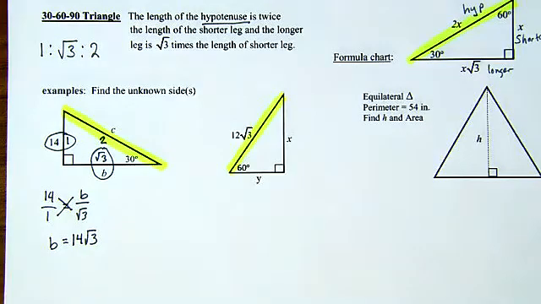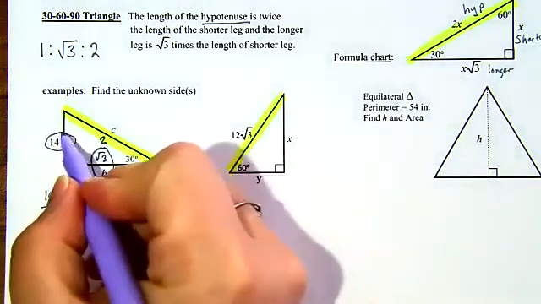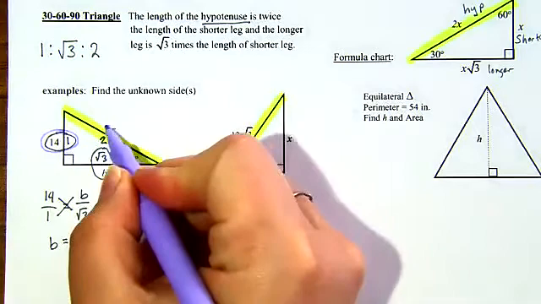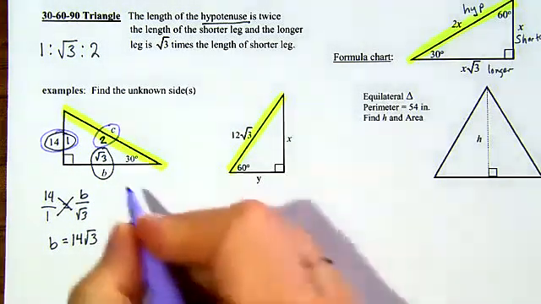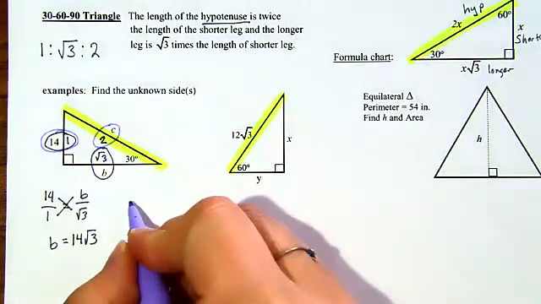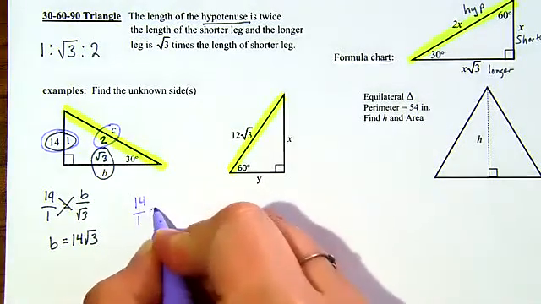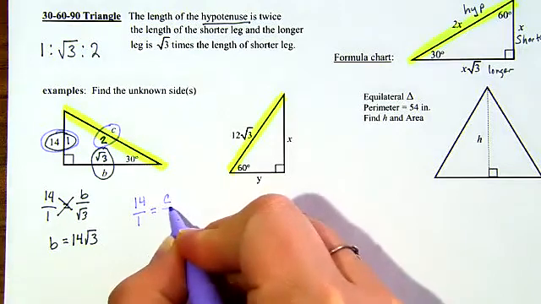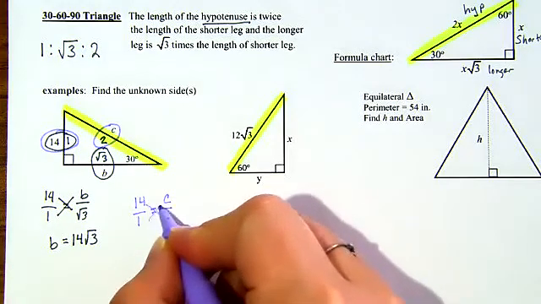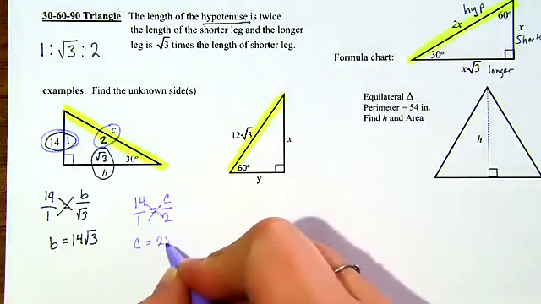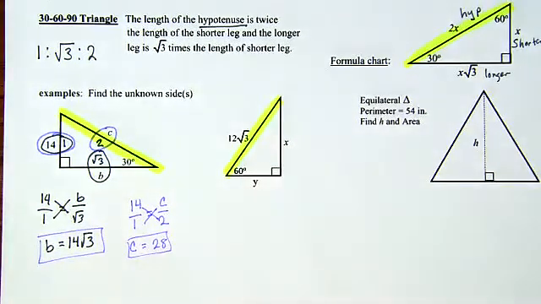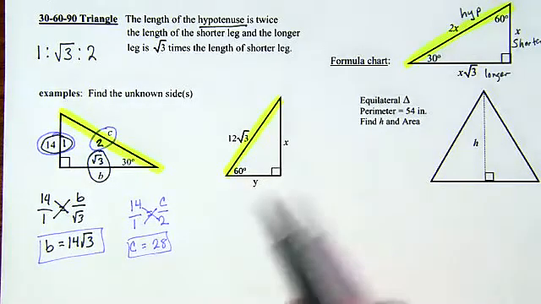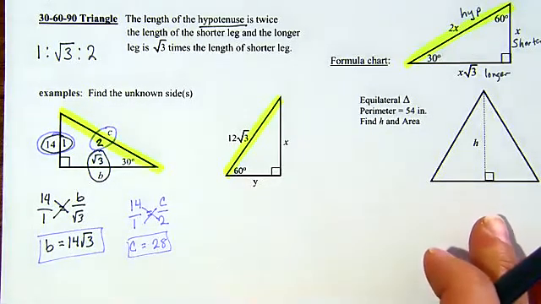Now to solve for the hypotenuse, same deal. I'm going to use this ratio that I know and this ratio that isn't quite complete, but we can solve for. So 14 over 1 is equal to c over 2. Cross multiply. C is equal to 28. Those are our answers.